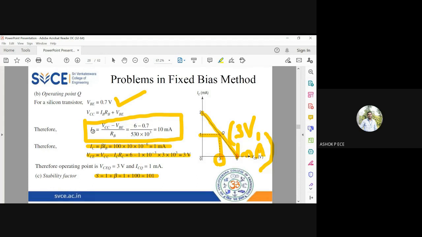And you know IB, sorry, it is 10 microamperes. It is given wrongly. It is 10 microamperes. And IC is beta into IB. You get the value of IC as 1 milliampere. Okay, so this is the operating point. VCEQ is 3 volt. Directly also you can write 6 by 2 is 3, 2 by 2 is 1. Or using the KVL equation also you can come to a conclusion about the operating point of the fixed bias circuit.